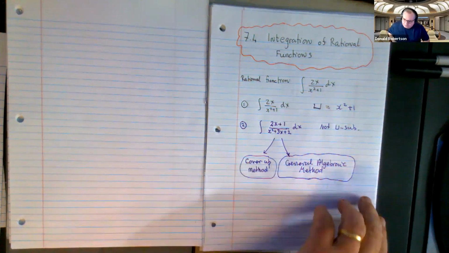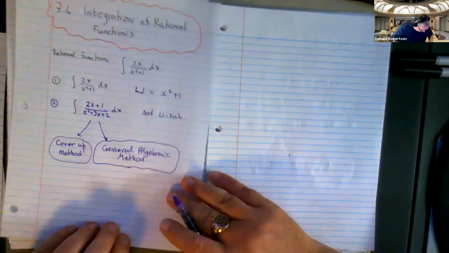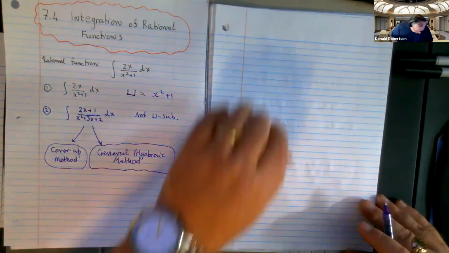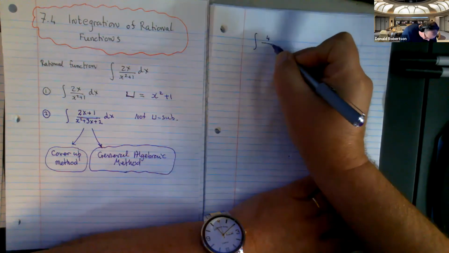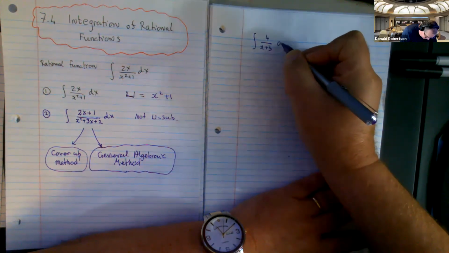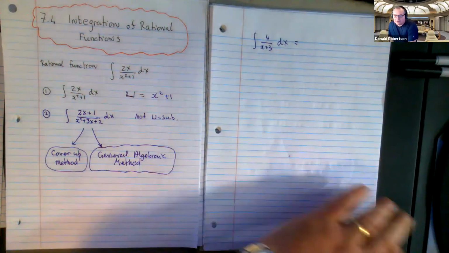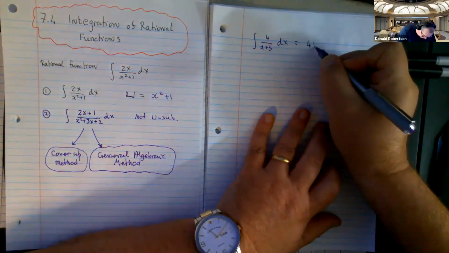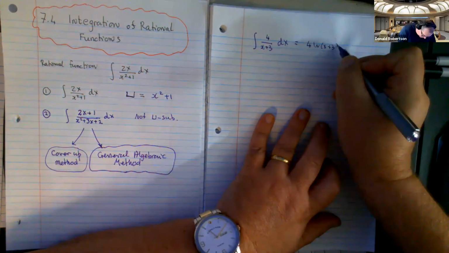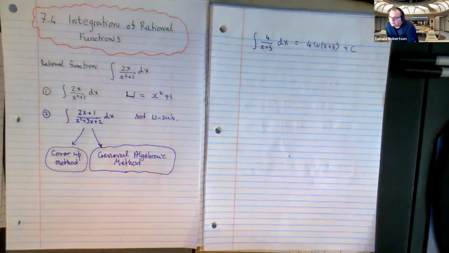Now, before we even get to how to do this, let's take a step back and look at integrals we know the answer to. If I asked you to integrate 4 over x plus 3, I hope you're all saying, yeah, it's basically just 4 times the natural log of x plus 3. Are you comfortable with that? You've all seen that kind of thing? Isn't 1 over x just the natural log of x?